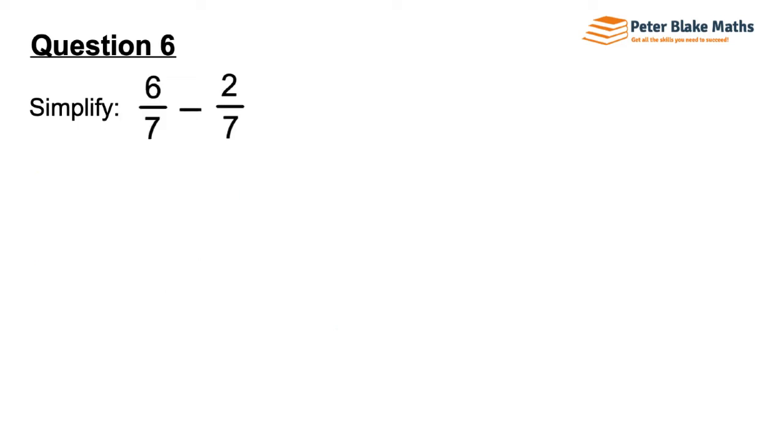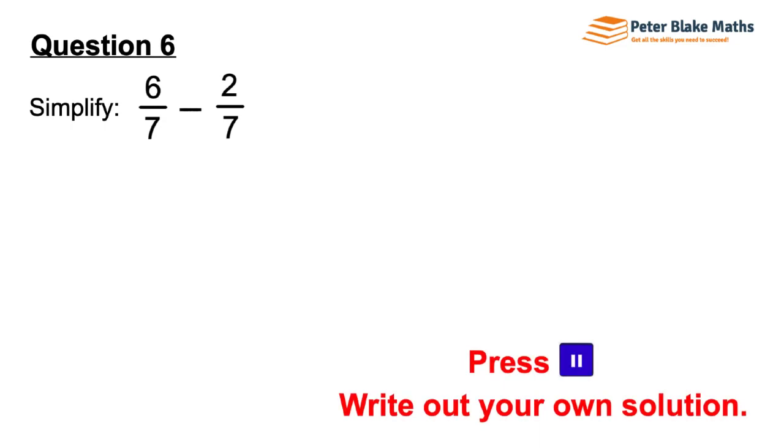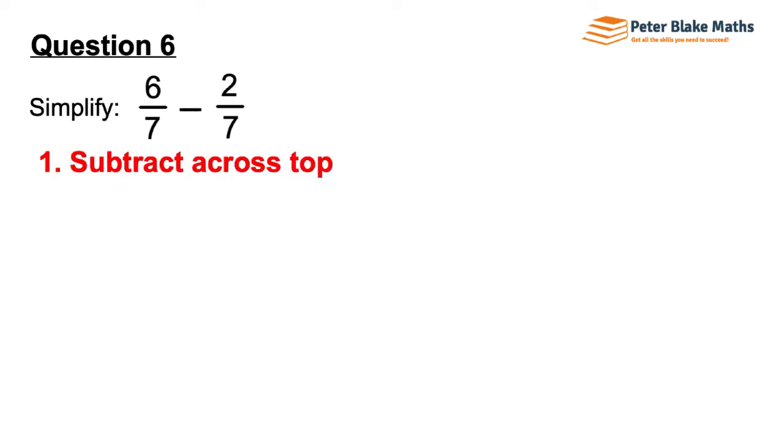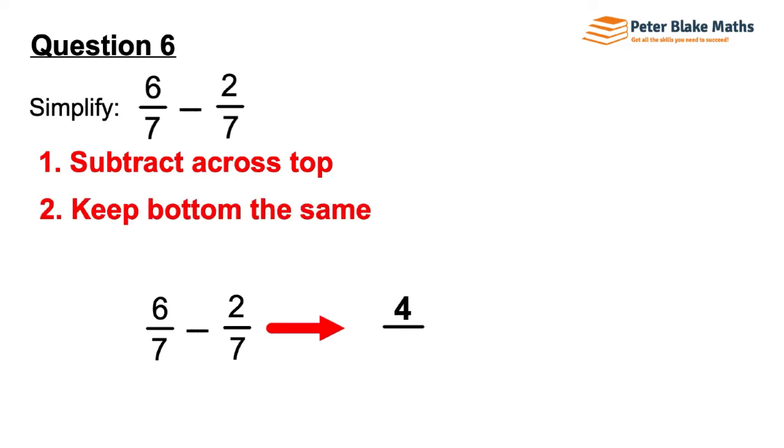Question 6. Simplify 6/7 minus 2/7, or 6 over 7 minus 2 over 7. We subtract across the top, which will give us 4, and we'll keep the bottom the same. Becomes 7. So 6 over 7 minus 2 over 7 becomes 4 over 7.